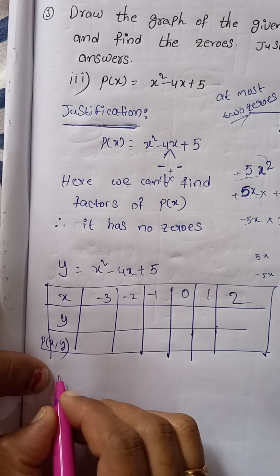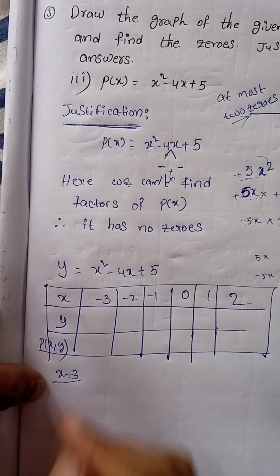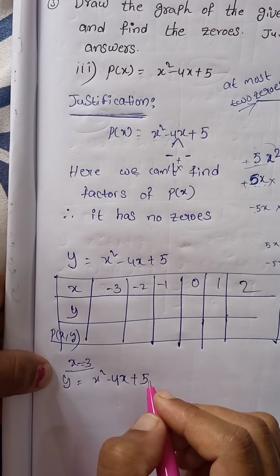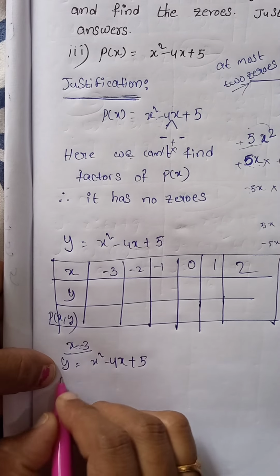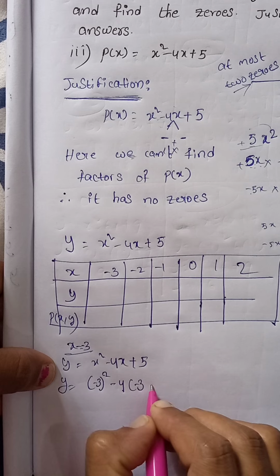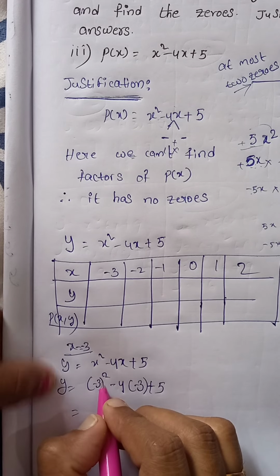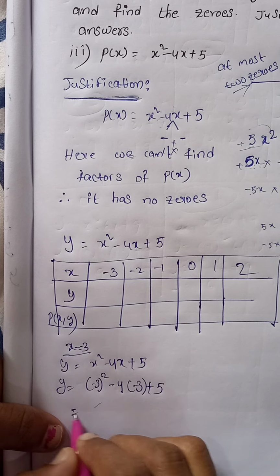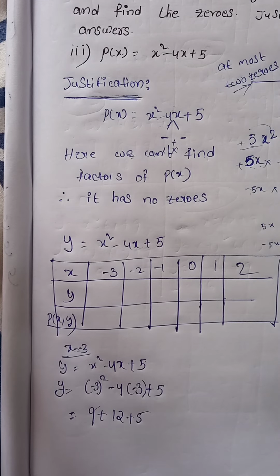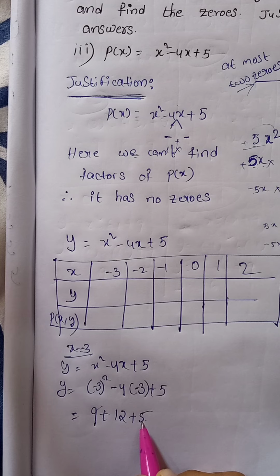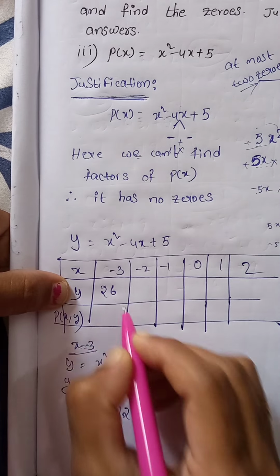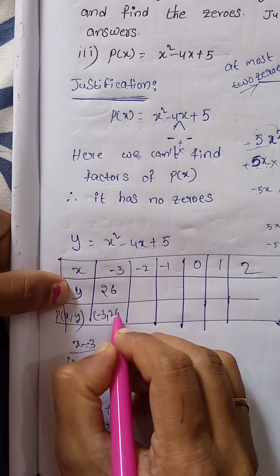So now first substitute x equal to minus 3 in the given polynomial. What is the given polynomial? y equal to x square minus 4x plus 5. Now substitute x equal to minus 3. y equal to minus 3 whole square minus 4 into minus 3 plus 5. Minus 3 whole square is equal to minus 3 into minus 3 equal to 9. Minus into minus plus, 4 3's are 12, plus 5. Here 12 plus 5 equal to 17. 17 plus 9 equal to 26. Here we got the value as 26, so the point is minus 3 comma 26.